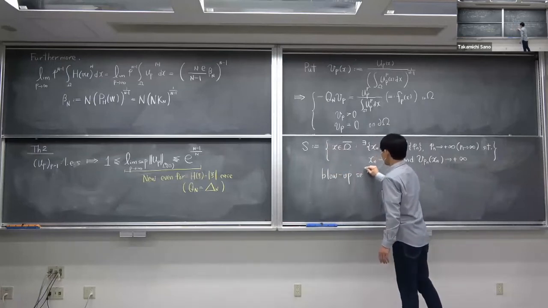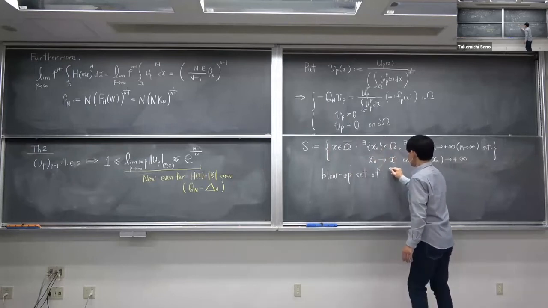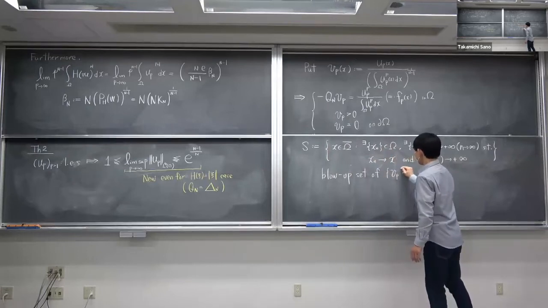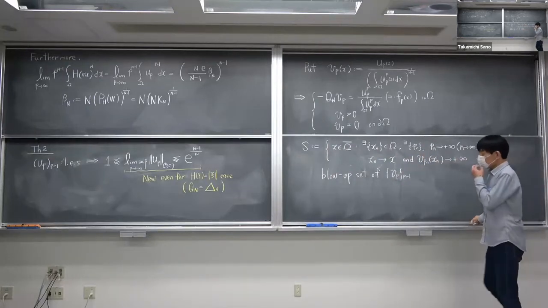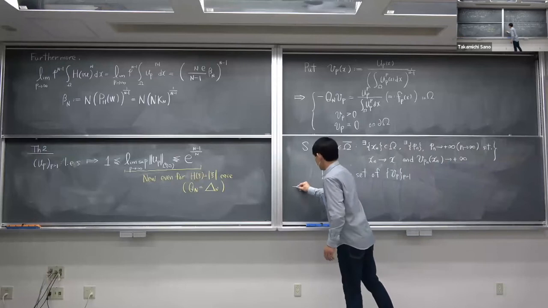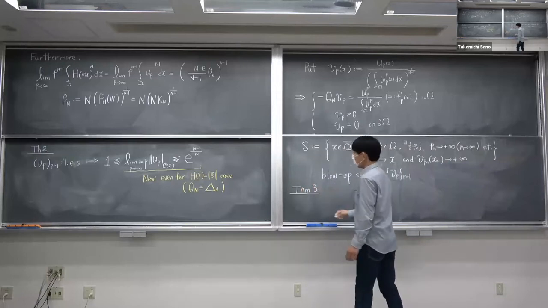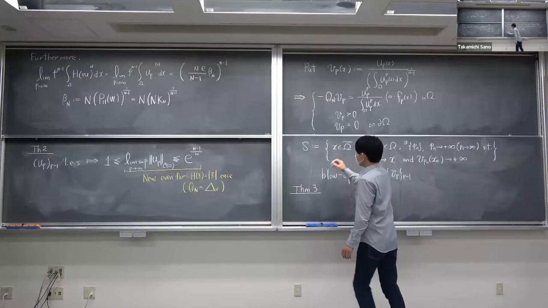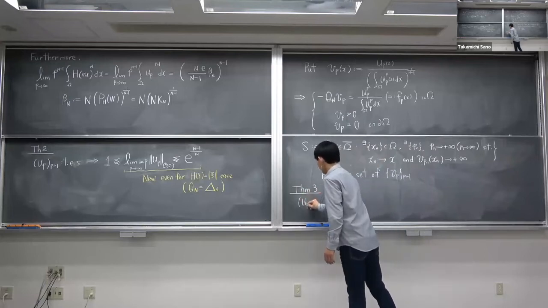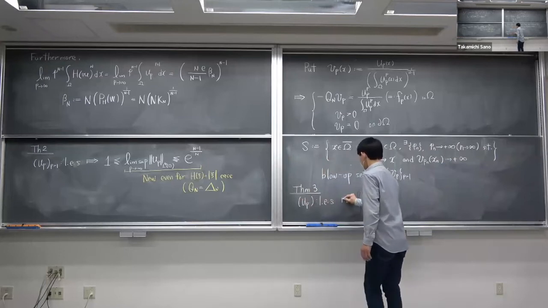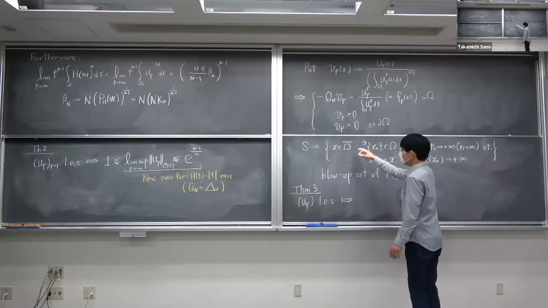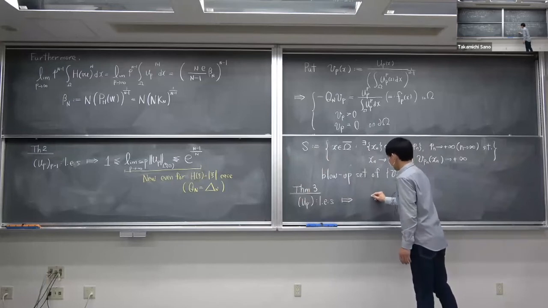Blow-up set of solution sequence of Up. This one. And our Theorem 3 states like this. Again, let Up be a least energy solution. Then this interior blow-up point.